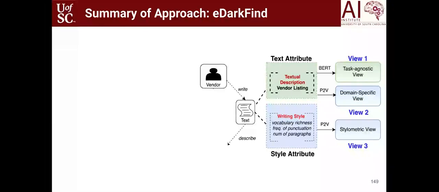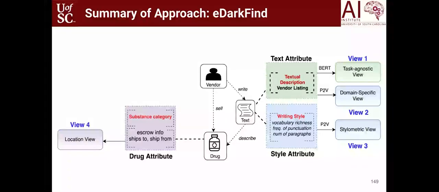Besides the above extracted views, the vendor's basic information and the drugs they sell also play an important role in resolving their identity. So for each drug, we further extracted its substance category and the shipping information. The shipping information is like where the drug is being shipped to and where it is shipping from, or the escrow information. These are all captured by view four, that is a location view.